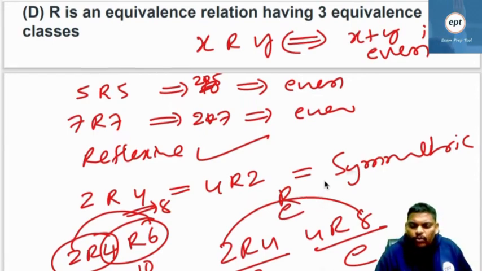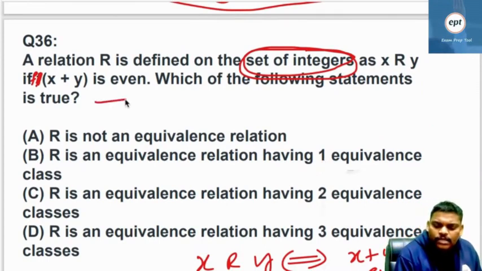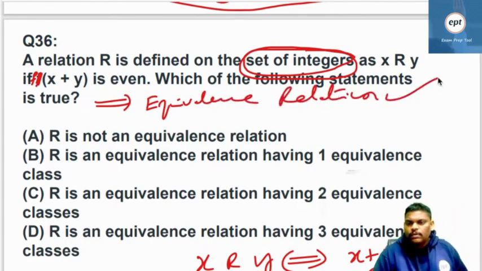So everyone knows, if anyone doesn't know, please remember it is an equivalence relation. Equivalence relation in the sense reflexive, symmetric, transitive. Right? Reflexive, symmetric, transitive.